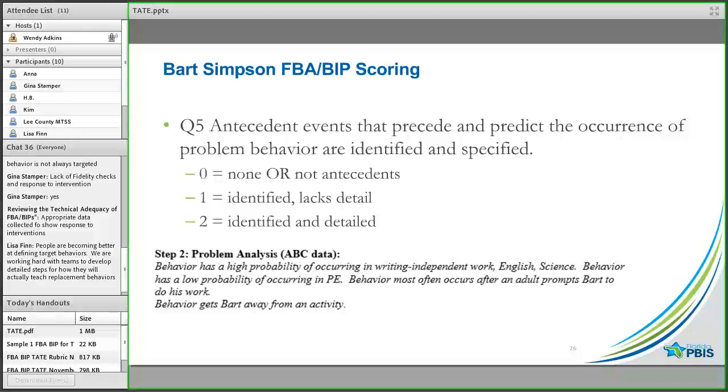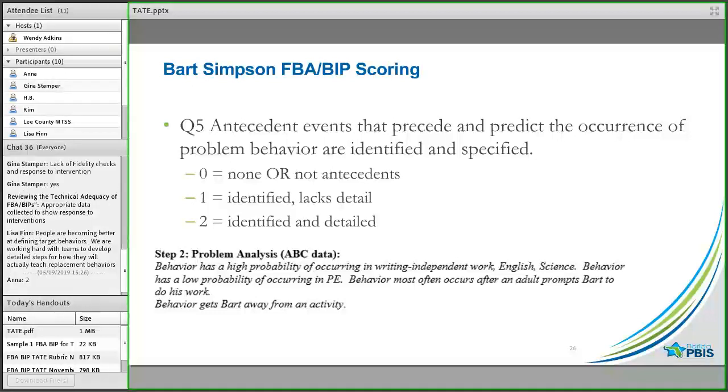And I think we're going to go ahead and just type it into the chat box. Okay, yeah, it'll be faster. So a 0, 1, or a 2 for this one. Okay, thank you, Anna. I think it's Anna.